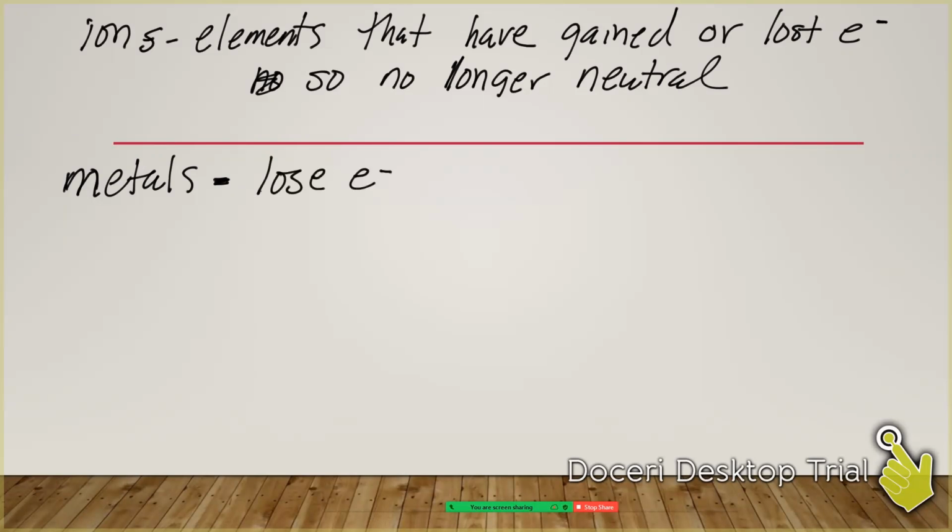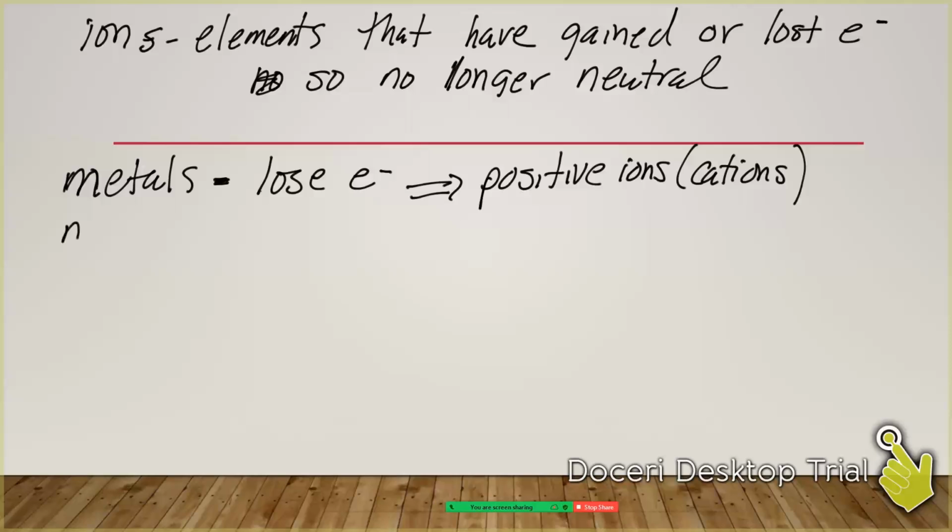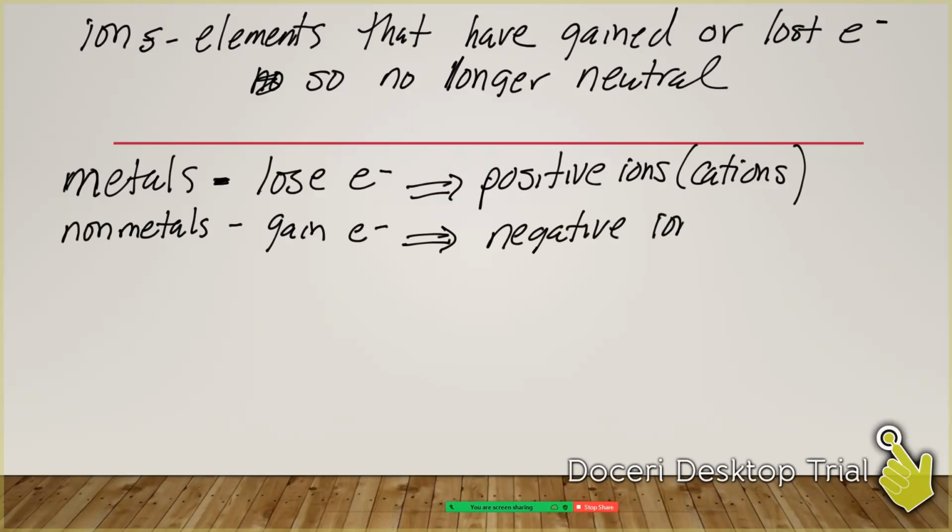They lose electrons. And if they lose something negative, that means they are going to become positive ions. And we call those cations. And then my nonmetals, except for my noble gases, because remember, noble gases are stable, so they're not going to lose or gain electrons. So my nonmetals are going to gain electrons. So they become negative ions, which are called anions.